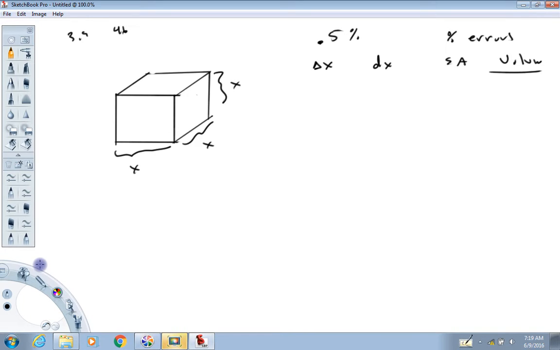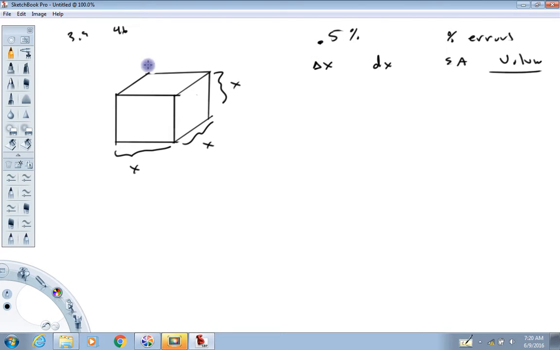The purpose of this video is to demonstrate how to use differentials to estimate errors for small changes. What we're going to do is look at number 46, section 3.9 if you're in my current calculus text. And the idea here, if you read the question, it says there's a 0.5% error in the measurement of the length of the side of a cube.